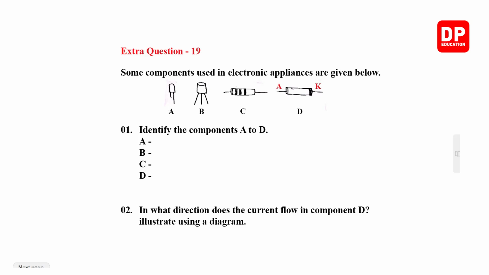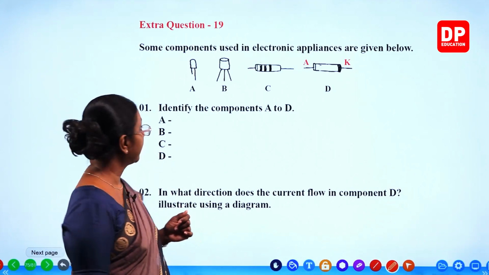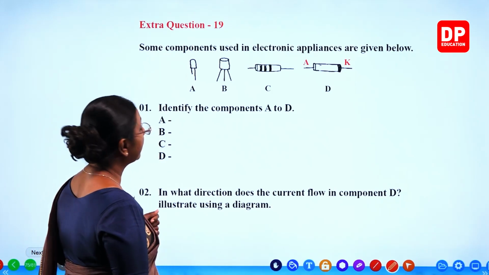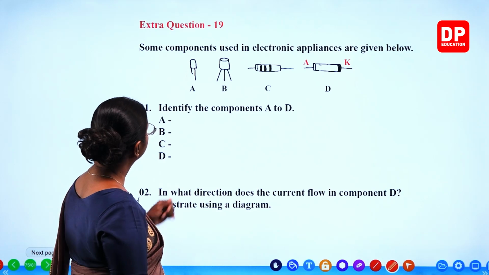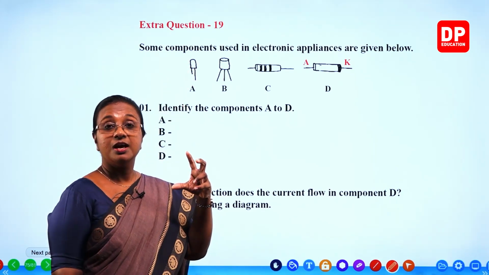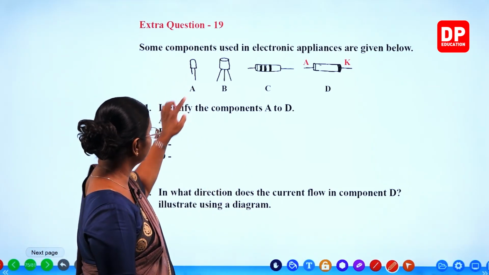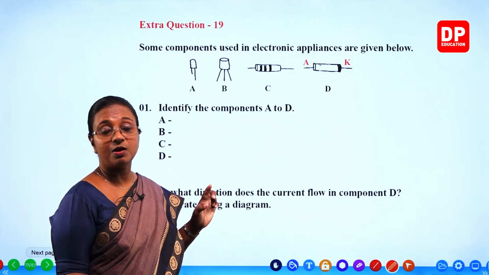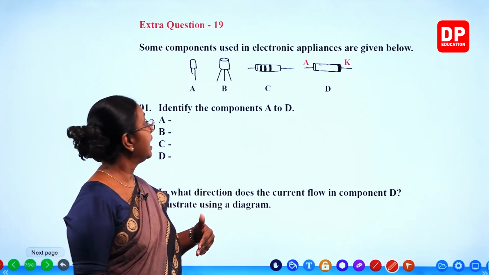Extra question 19. Some components used in electronic appliances are given below. If you look at the components, you can identify them. A, you can see it is an LED, light emitting diode. How do you identify that? This part of the head, the lens which gives out the light, then you can see the two terminals, the short terminal and the long terminal. Short terminal is the cathode, long terminal is the anode.